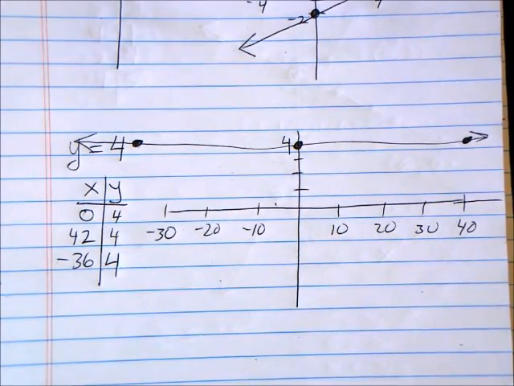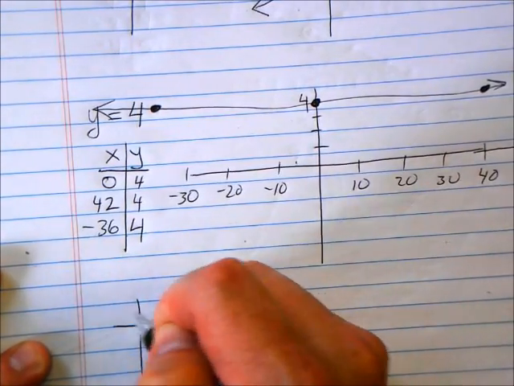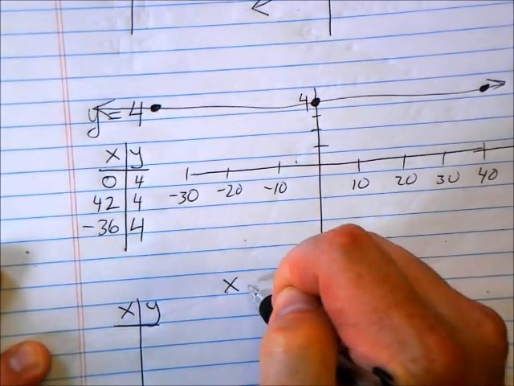So if I give you the equation y equals a number, y equals a number is going to be a line. What kind of line is it going to be? Horizontal. How about if I switch it? How about if I give you x equals a number? Then that's going to be a vertical line. Okay, let's just try one. How about x equals 3?